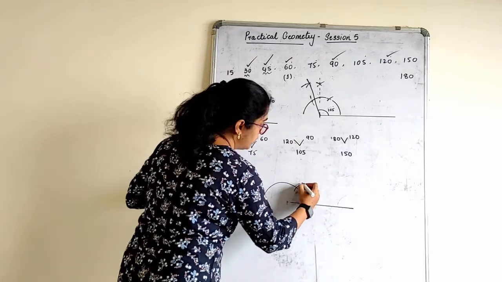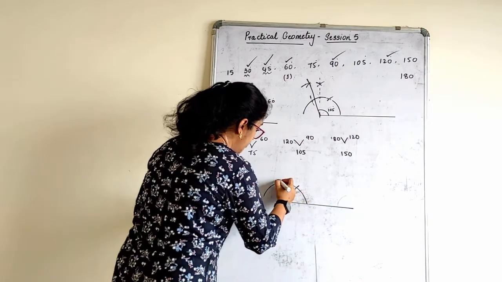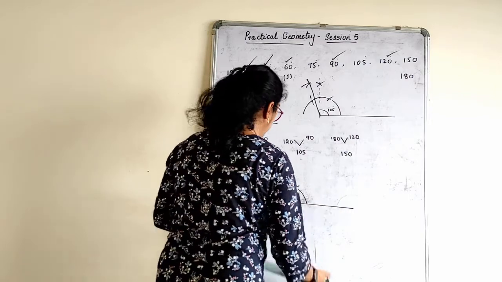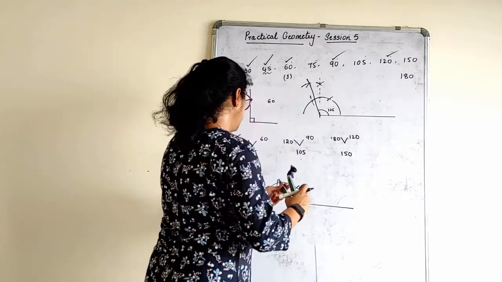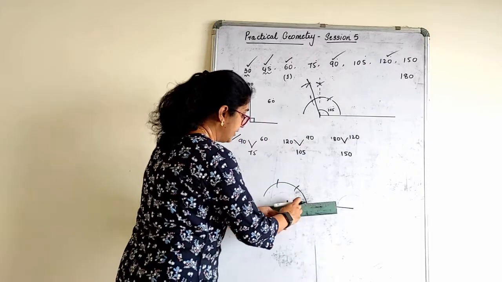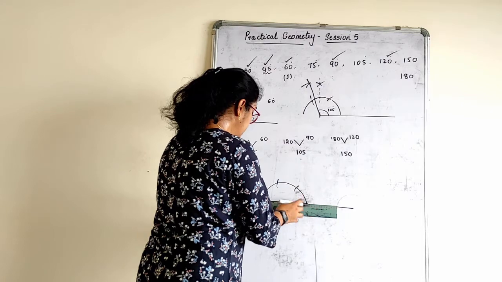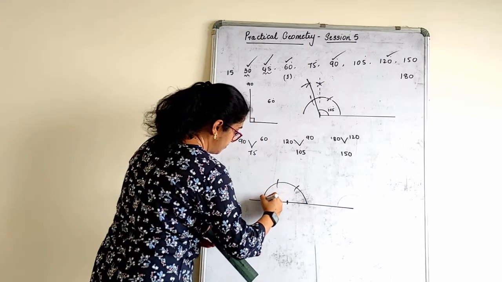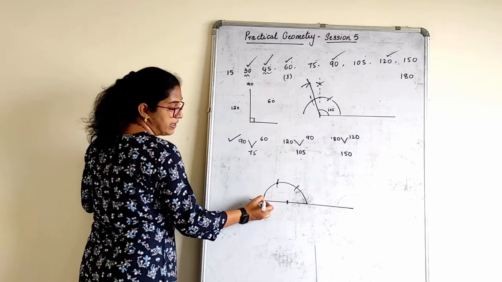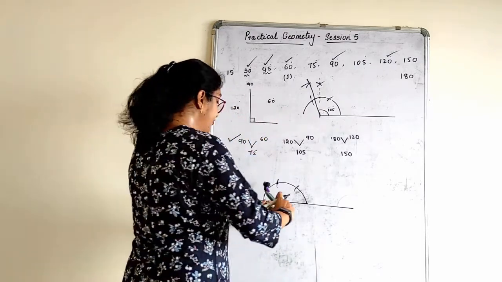This is for 60. This is for 120. This is my line. And yeah, I need to extend it because for 180 I want the point of contact, right? So let me just extend this line. This has to come. Okay. Now this is my 120. This is my 180. Between 180 and 120 I get 150.